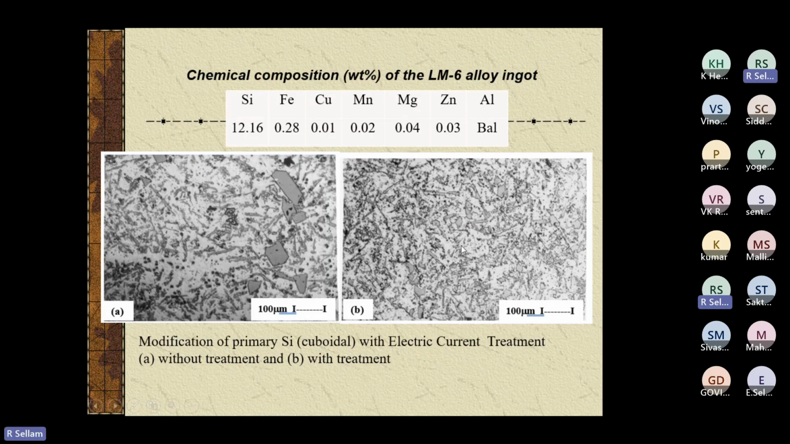So LM6 alloy, how it is changing, that is a utility alloy. You see primary silicon crystals are there, and they have been refined, and porosities are there, and porosity is reduced with treatment. Secondly, the structure is also refined there.